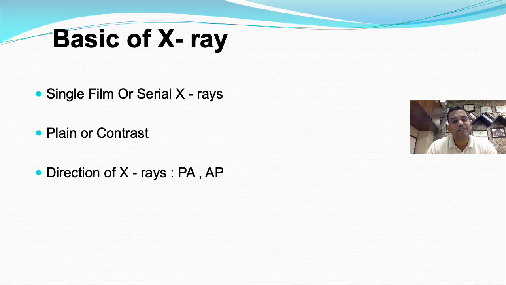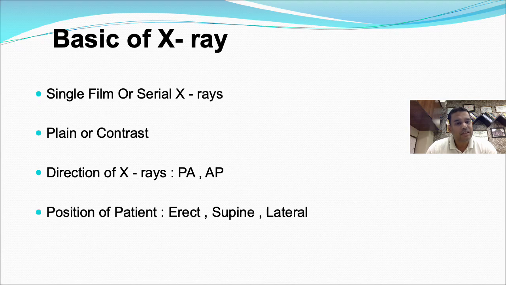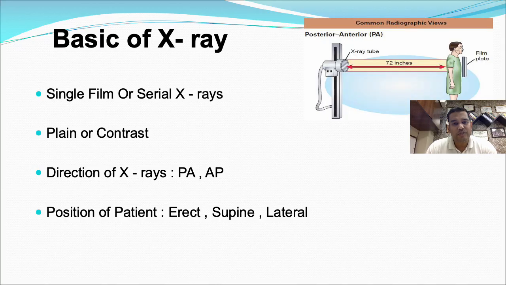Third is, what is the direction of the X-ray taken? Whether it is a PA view, that is posterior anterior view, or it is an AP view, that is anterior posterior view. What is the importance of taking a PA view or AP view? That I will discuss in the later slides. And the last is the position of the patient while taking the X-ray. X-ray can be taken in an erect position, supine, or a lateral position.